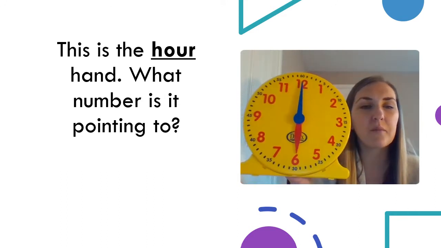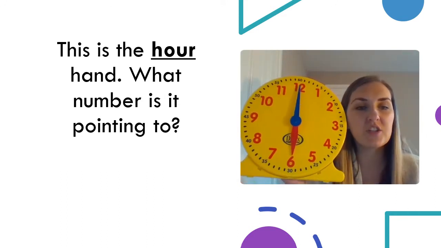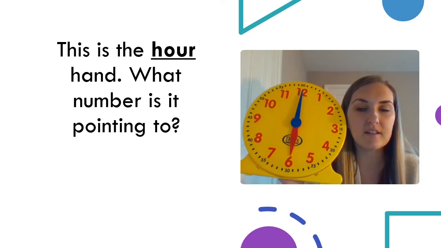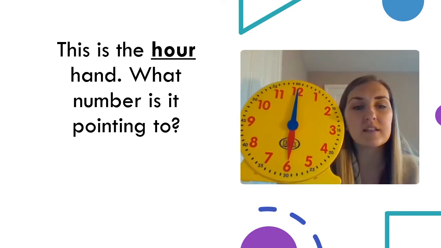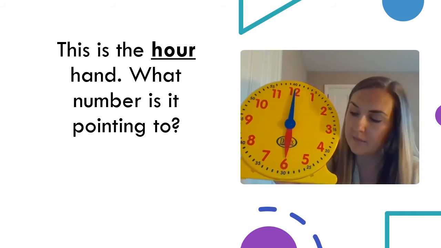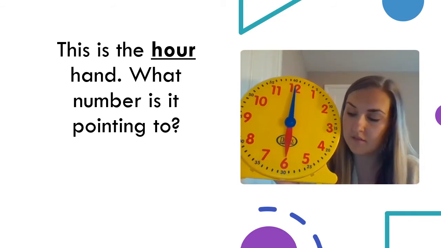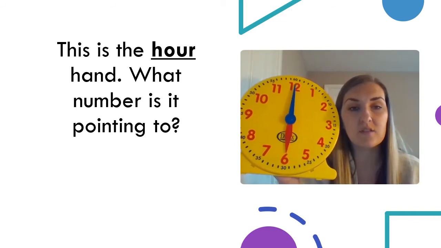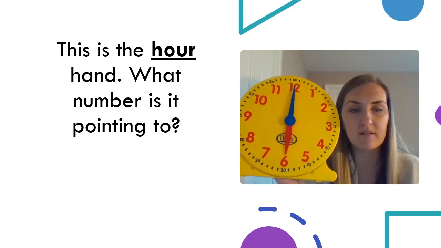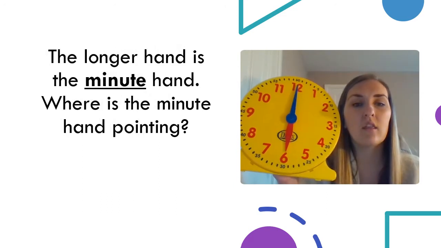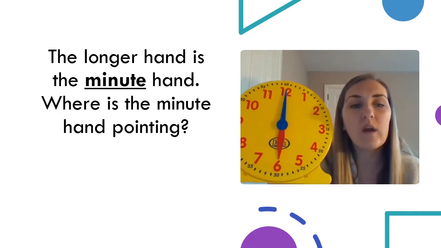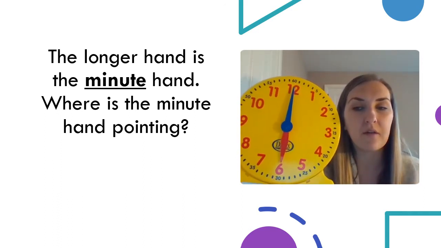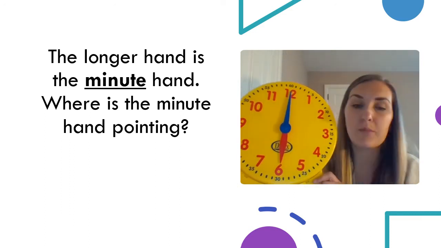Telling the hour hand apart from the minute hand. So which color do you think the hour hand is? It is red, so the hour hand is the shorter hand. What is it pointing to? It's pointing to the 6. So it would be 6 something. The longer hand is the minute hand, so the blue hand on my clock. Where is the minute hand pointing now? It's pointing to the 12.